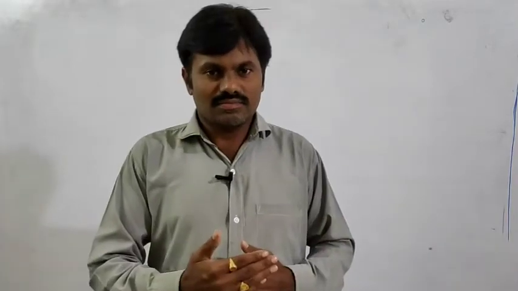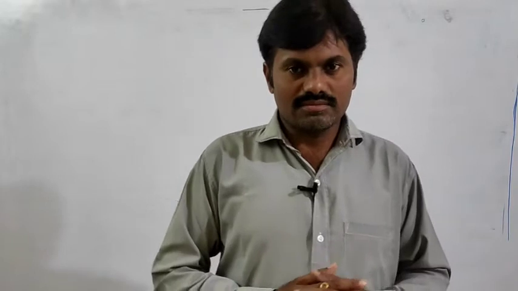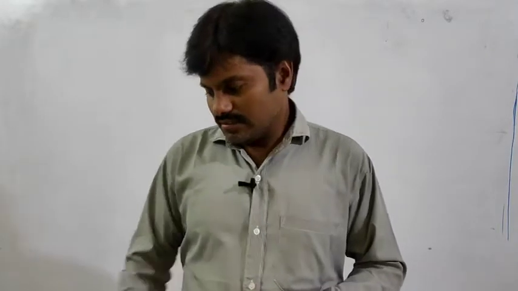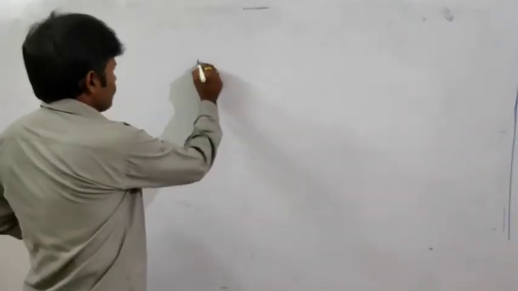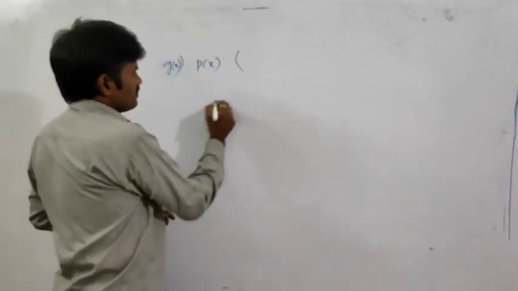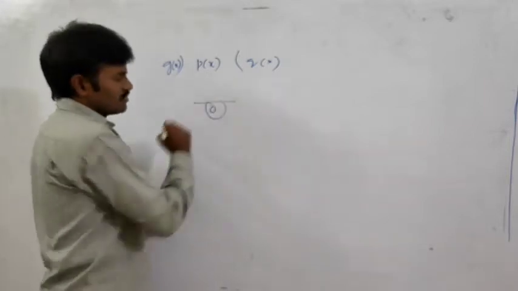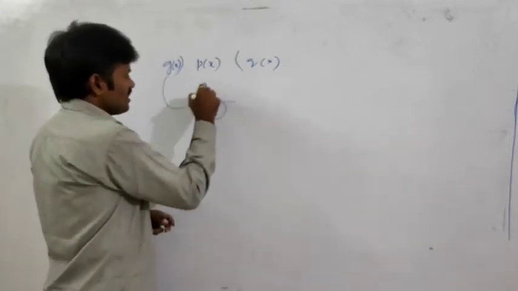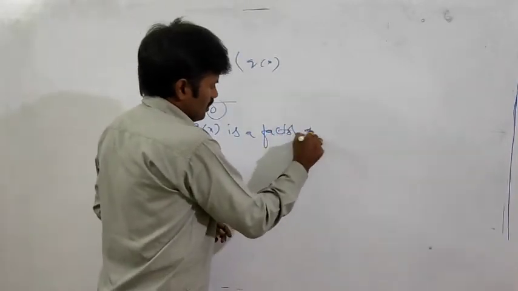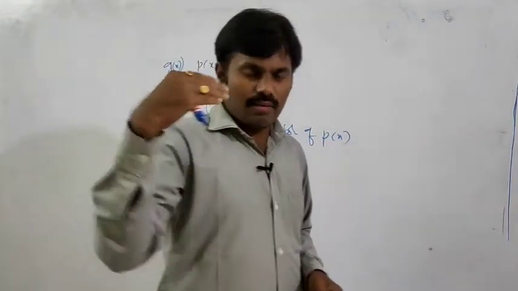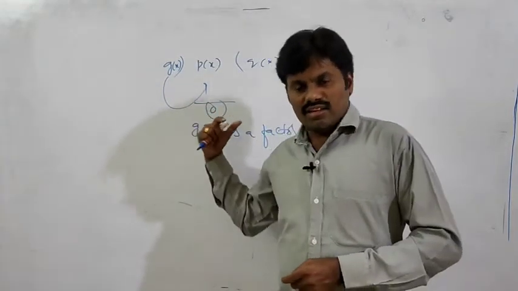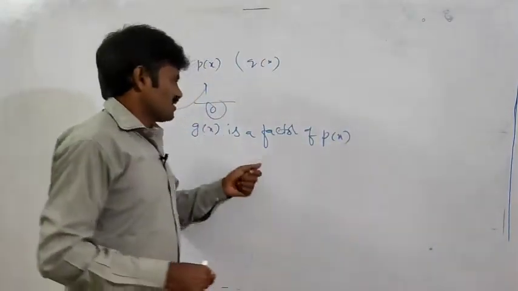In the same way, if you consider a polynomial p of x, if p of x is divided by g of x exactly, where the remainder is 0, then what can you say? g of x is a factor of p of x. So what you have learned in number system, the same you have to apply in algebra also. So here g of x is a factor of p of x.